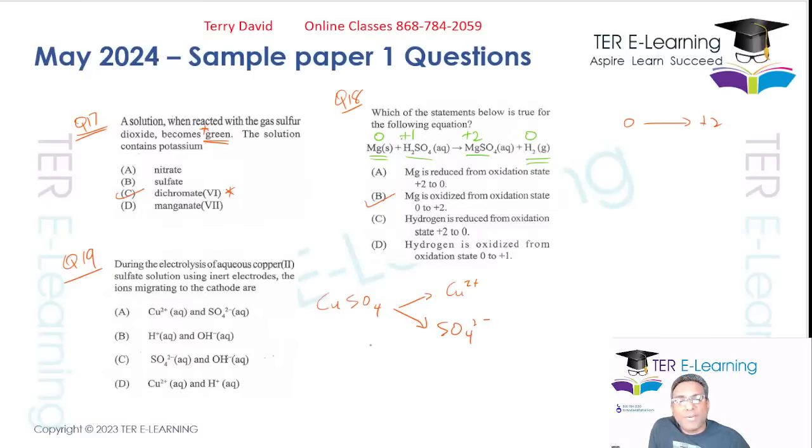Now the fact that we have an aqueous solution means that water is present. So the water is going to produce H+ ions, and it's also going to produce OH- ions. Now they want to know what ions migrate towards the cathode. The cathode is your negative electrode. So positive ions are going to move there. Therefore the Cu2+ and the H+ are going to move there. So that's going to be D. So the answer is D for this one.